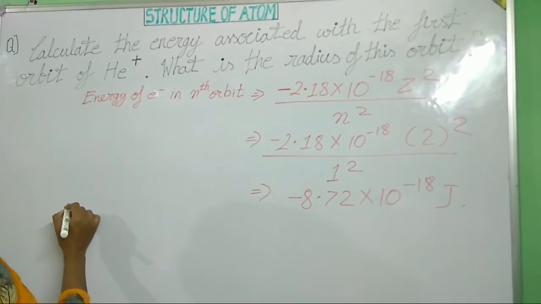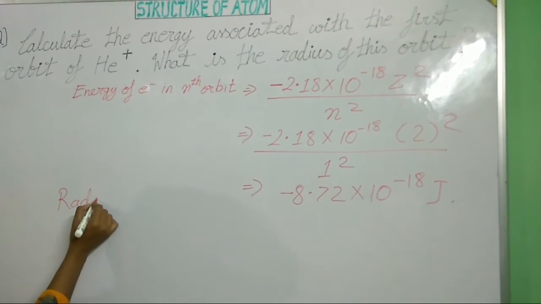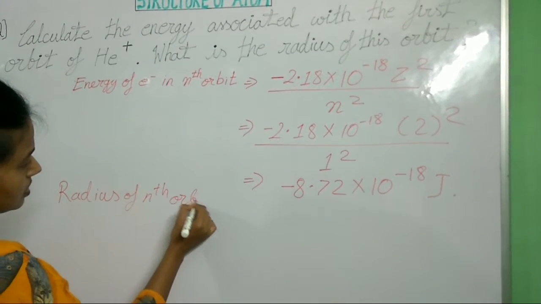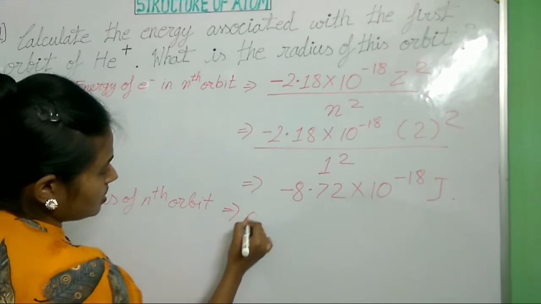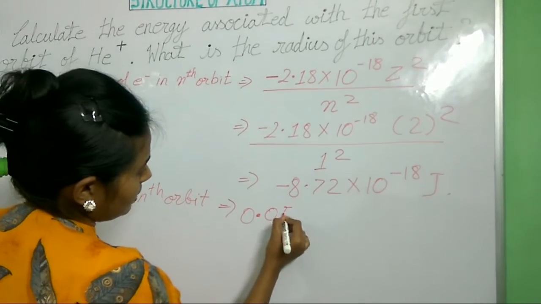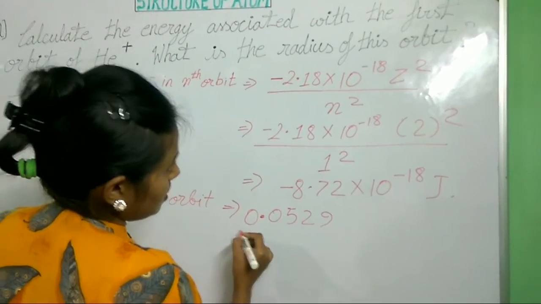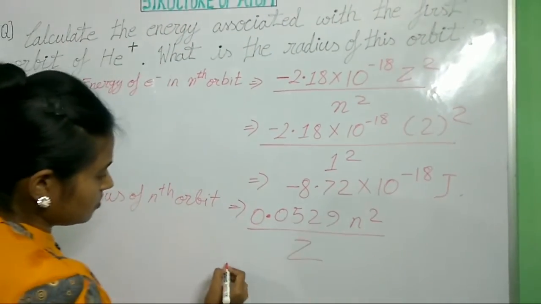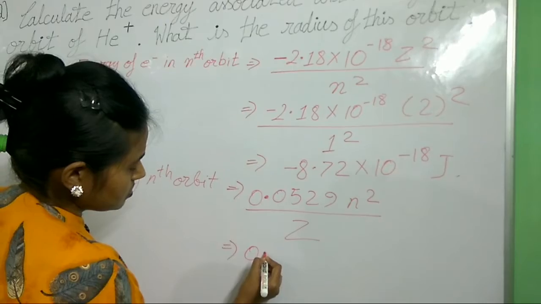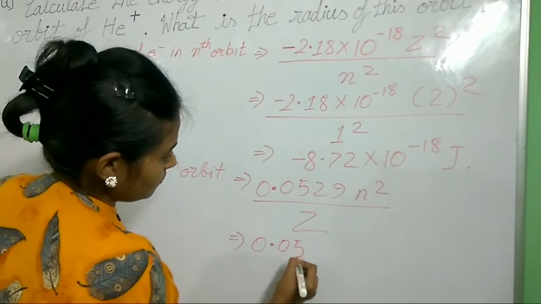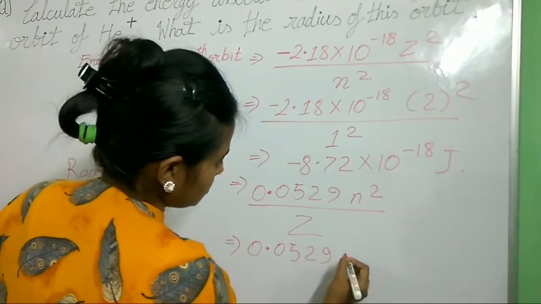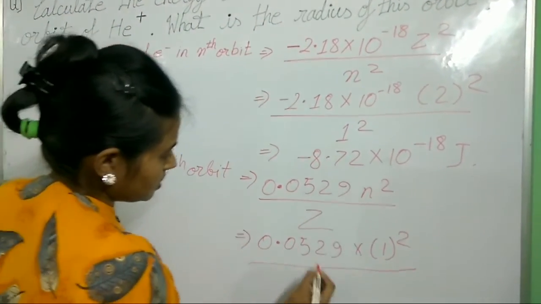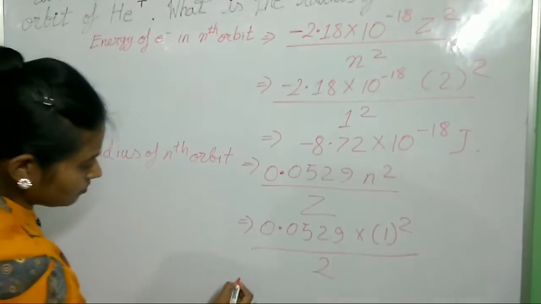Now what is radius of nth orbit? How to calculate? 0.0529 n square divided by z, right? So let us put the values. 0.0529, first orbit, so into 1 square divided by atomic number, that is 2. So if we calculate it, what will be the answer?